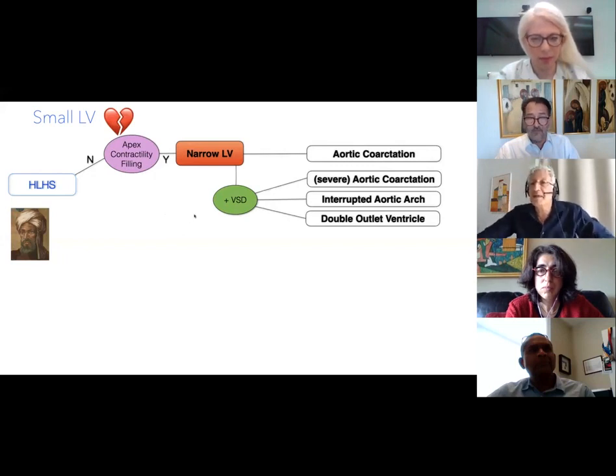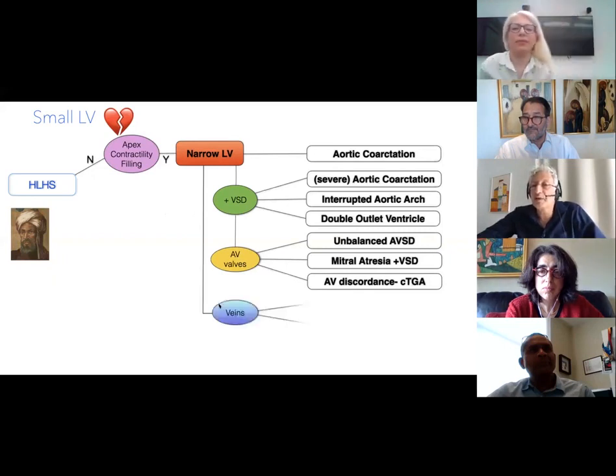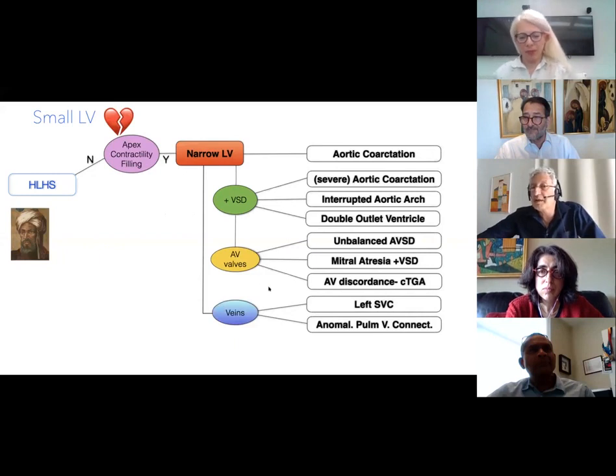VSD, then it can be severe coarctation, interrupted arch, or double outlet right ventricle. And look at the AV valves, because you can find unbalanced AV canal, AVSD. You can find mitral atresia or AV discordance in corrected transposition. And don't forget to look at the veins, because LSVC is very commonly associated with aortic coarctation, but also abnormal lung vein drainage.